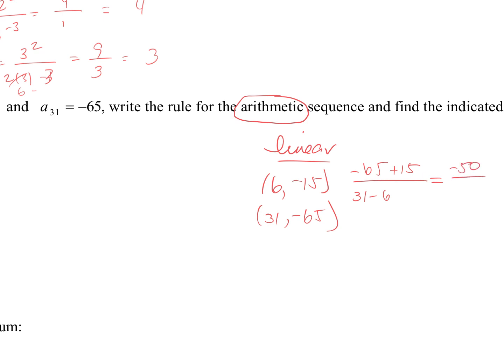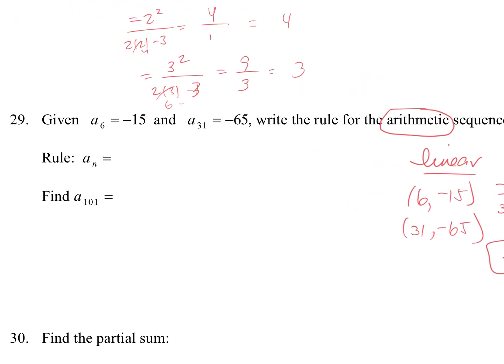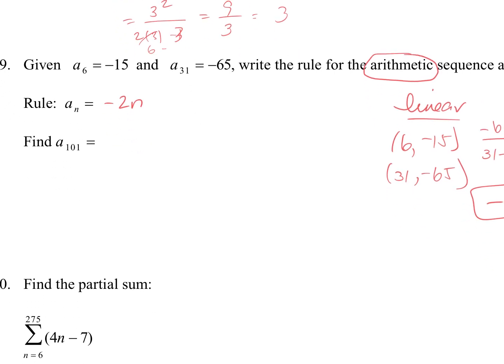And then 31 minus 6. I'm thinking in my mind what my answer is going to be. 25. What's negative 50 divided by 25? Negative 2. So you know that your rule is going to be a sub n equals negative 2 something, plus something, minus something, whatever. How do we figure out what that is? Take one of the terms.